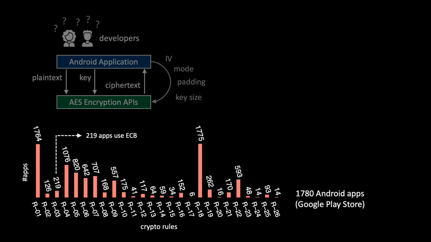We found that many Android apps violate common rules defined by cryptographers and organizations such as NIST. In this graph, we report the number of apps that violate each of those rules. For example, more than 200 apps use ECB for encryption, which NIST considers a bad practice.